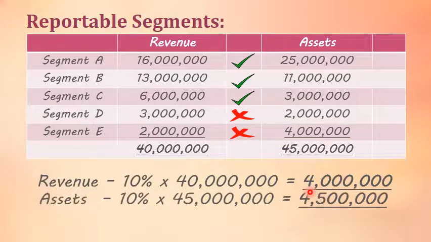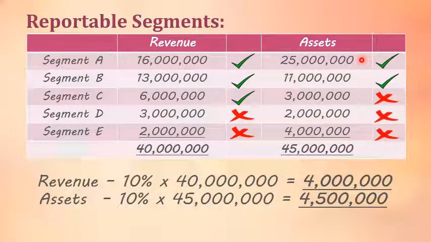Next, proceed tayo sa assets. Sabi 10% daw ng total assets of all reportable segments or of all operating segments. So, ang threshold 10% no 45 million is 4.5 million. So, tignan natin ang assets ni segment A, 25 million. Syempre, pasok. Ganon din kay segment B. So, we have 11 million higher than or pasok siya doon sa threshold ng 4.5 million. Pagdating sa segment C, D, and E, hindi na sila pasok sa 4.5 million.